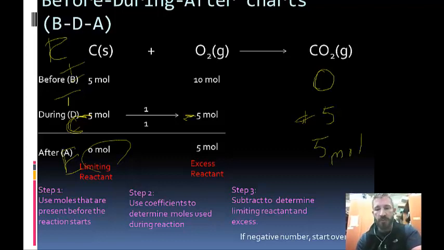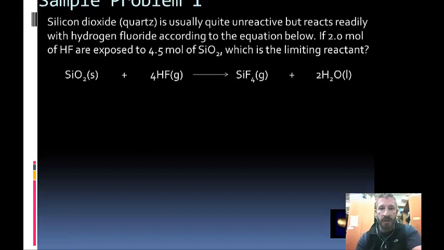So let's do a problem with grams. That's what we're here for today. This is the first problem. Let's say we have 2 moles of HF exposed to 4.5 moles of silicon dioxide, and we need to find which is limiting. So this is our R right here, our R for our reaction.